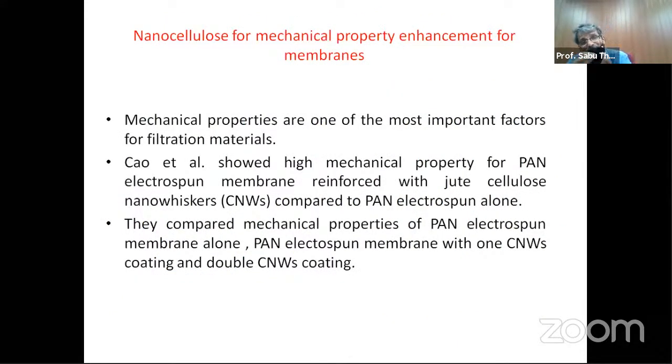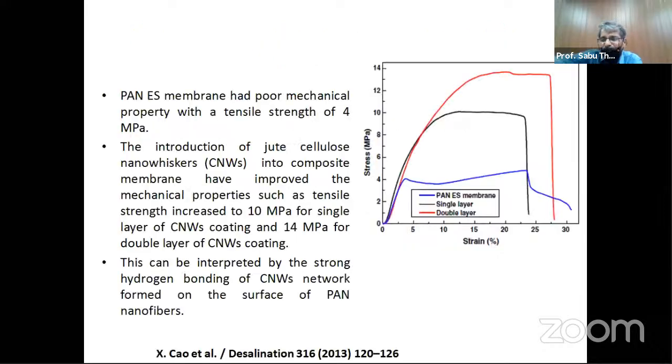Nanocellulose is also an exciting material for reinforcing membranes. I'll show you one or two slides. You see, there are lots of membranes in the market. So this is a typical membrane of polyacrylonitrile. All the membranes that you get in the market have a problem. You know what the problem is? Their mechanical strength is very weak.